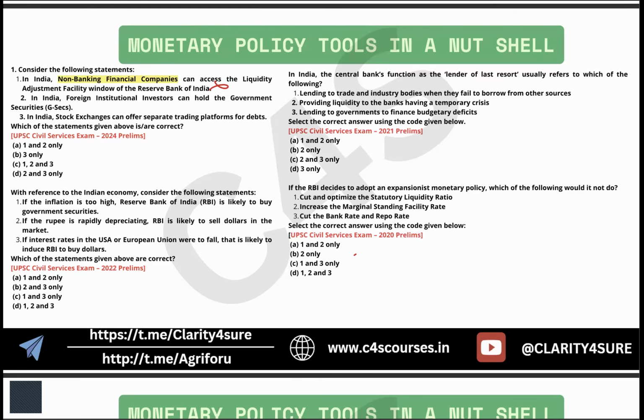In India, foreign institutions can hold government securities. Yes, they are allowed to hold up to a certain limit. Stock exchanges can offer a separate trading platform for debt. Yes, this is also right. So here options number 2 and 3 are correct.